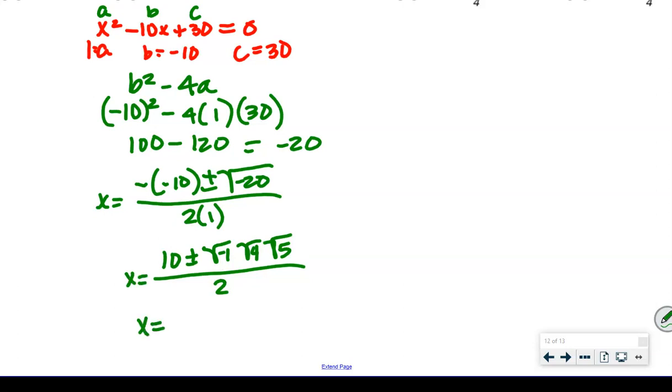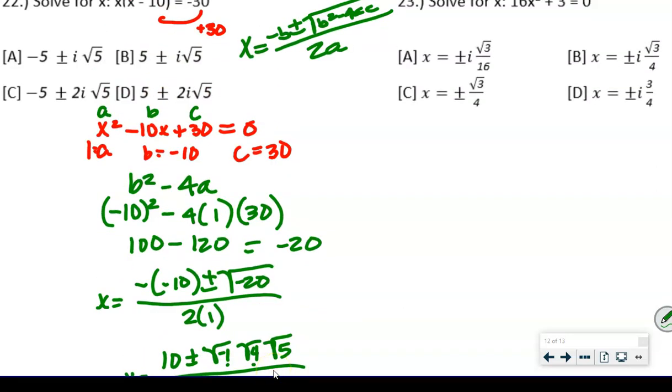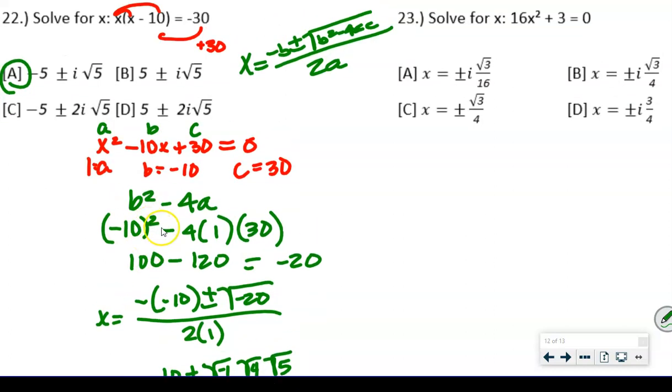So let's simplify this again. 10 plus or minus, this is 2, this is i, that's the square root of 5, over 2. Now, can't this be simplified a little more, y'all? Yes, it can. So that's going to be equal to, because all of that's divisible by 2, right? So this can be 5 plus or minus i square root of 5. And if I'm not mistaken, that was A, wasn't it? Number 22, yep.